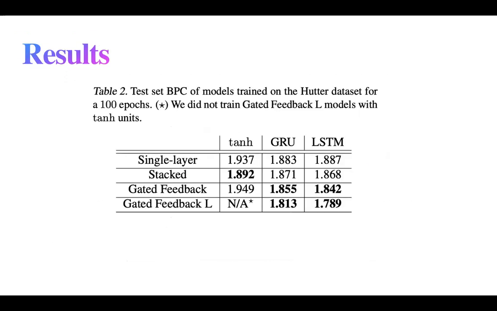This is the test BPC of models trained on the Hutter dataset for 100 epochs. And we can see the stacked tanh value is 1.892, and for GRU, gated feedback and gated feedback L are 1.855 and 1.83, whereas in LSTM, gated feedback is 1.842 and gated feedback L is 1.789.